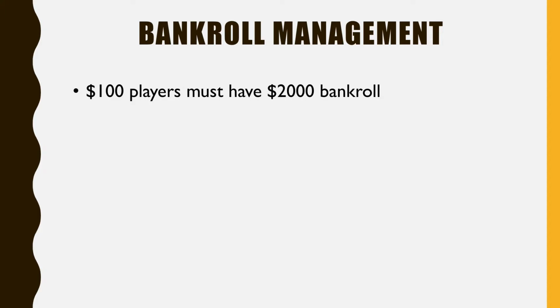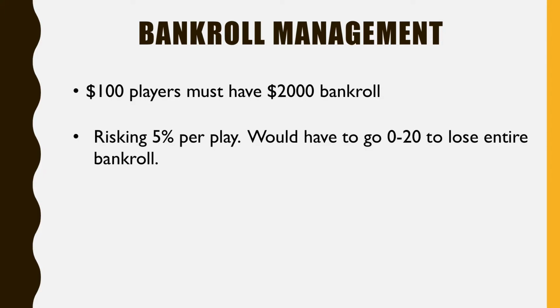You can even reduce that down to 3% if you want to play ultra conservative, meaning you'd have a $2,000 bankroll and you're only wagering 3% per play, which would be $60 a play. In order to be wagering dimes, $1,000, you need to have at least $20,000 in bankroll. You say, well, how do we come up with that figure? It's pretty simple. If risking 5% per play, you would have to go 0-20 to lose your entire bankroll, which is pretty difficult to do.